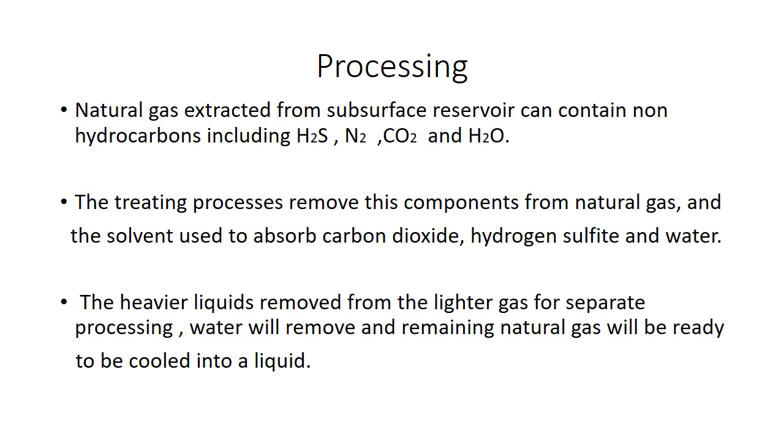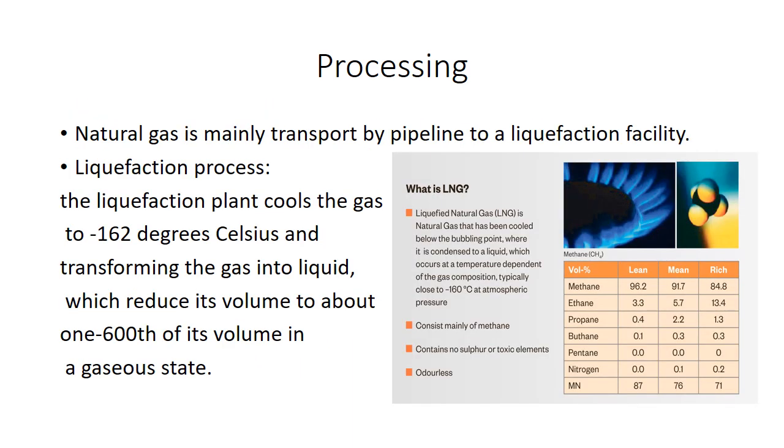The natural gas is mainly transported by pipeline to a liquefaction facility. In the liquefaction facility, the liquefaction process will start. In the liquefaction process, the liquefaction plant cools the gas to minus 162 degrees Celsius, transforming the gas into liquid, which reduces its volume to about 1/600 of its volume in the gaseous state.